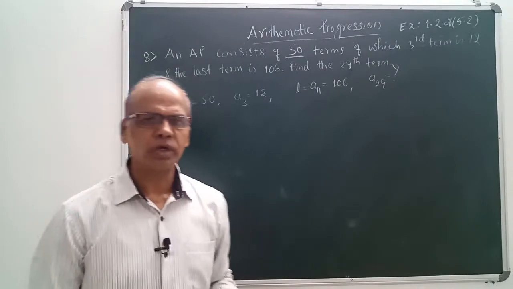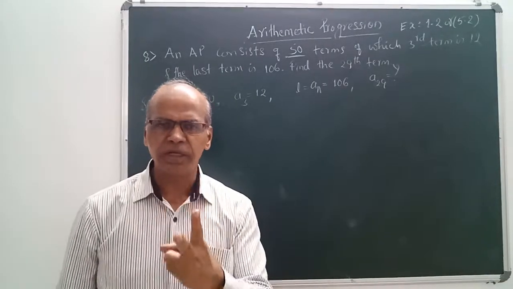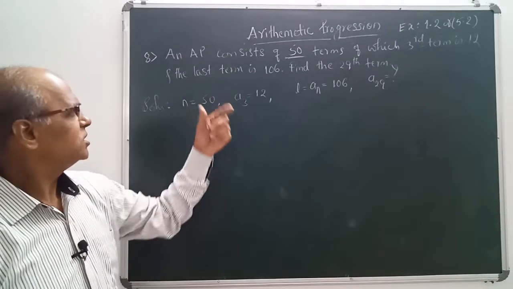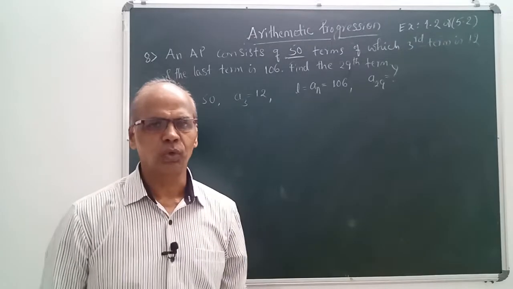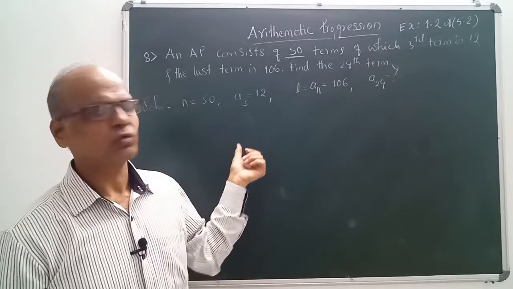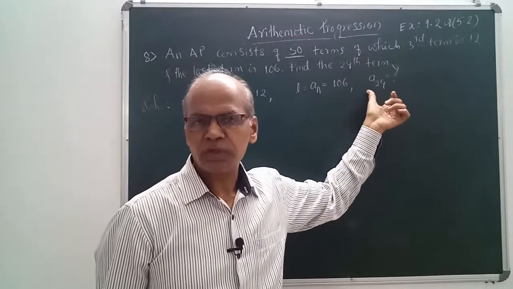I have told you already, to find any term you need A and you need D. Here is A given? No. Is D given? No. A is also not known. D is also not known. That means we have to first find A and next you have to find D. When you know both, then go for A29.